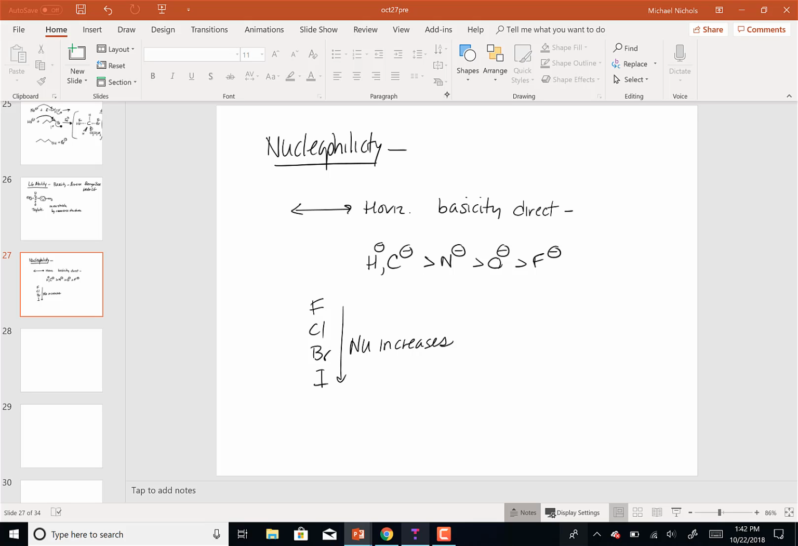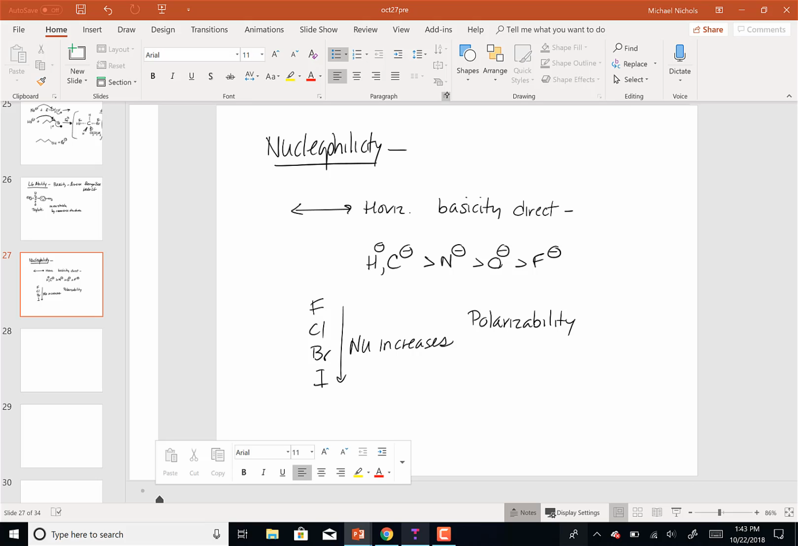So the reason that happens is because of what we call polarizability. When you're looking vertically on the periodic table, polarizability is what's important. When you're looking horizontally, basicity is what's important. So basicity is the horizontal relationship, polarizability is the vertical one.